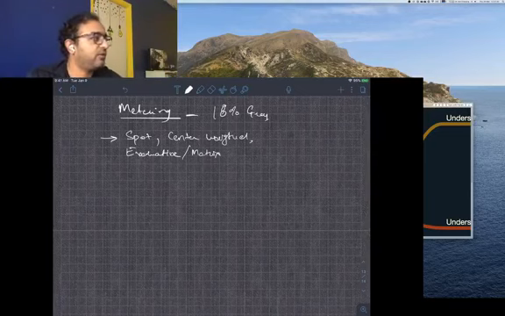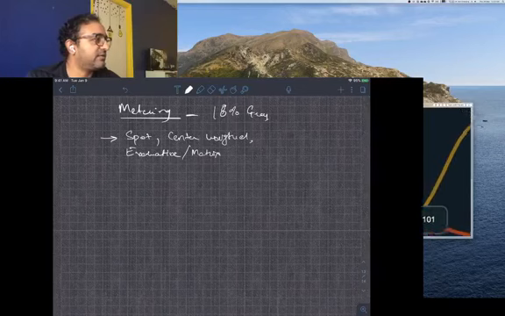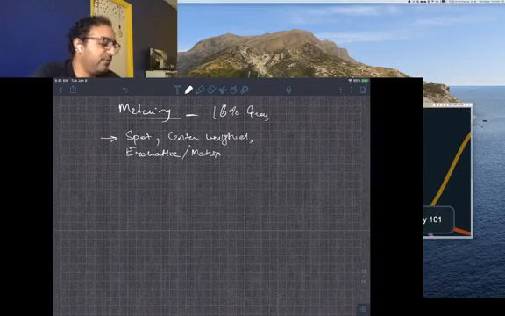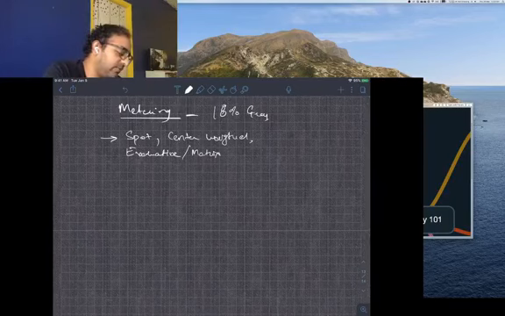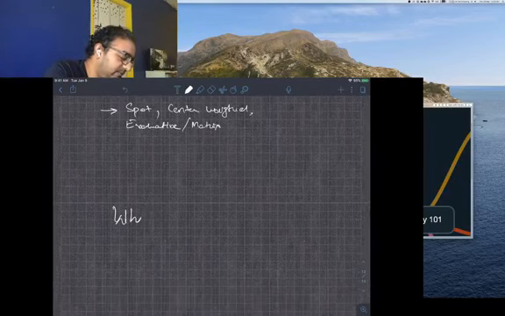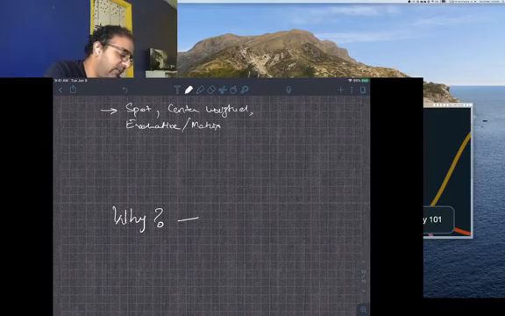Next time, what we're going to do is we're going to talk about the creative exposure parameters. That's what we're going to talk about. So we're going to talk about why we have to change shutter speed.